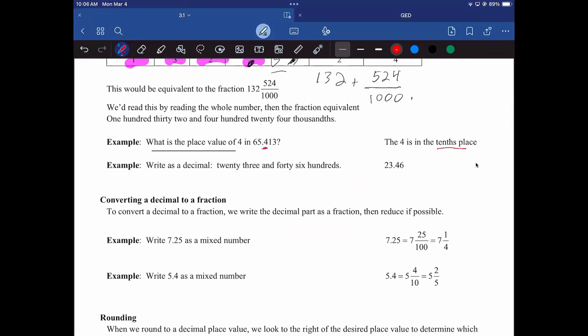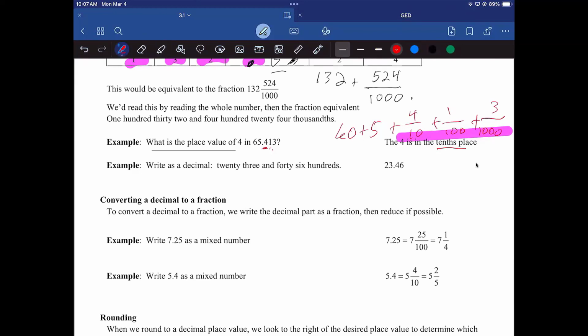Well, what's the 1 in? The 1 would be in the hundredths. The 3 would be in the thousandths. Meaning if I wrote this out in expanded form, I could say this is 60 plus, oh, I'm lying to myself, 60 plus 5 plus 4 over 10 plus 1 over 100 plus 3 over 1,000. Then if I were to take the time, get them together with the common denominator and things, I would end up with the 65 and then the 413 out of 1,000.